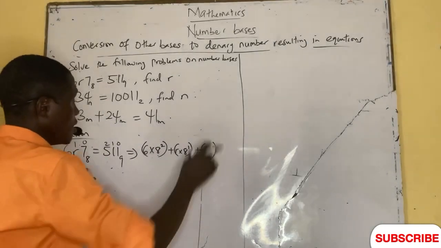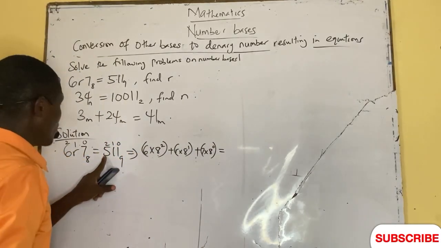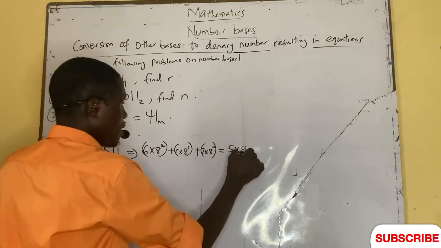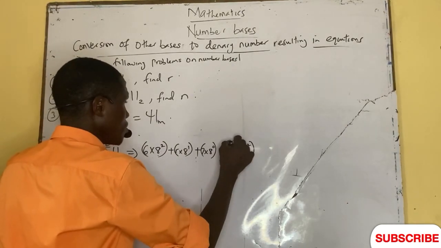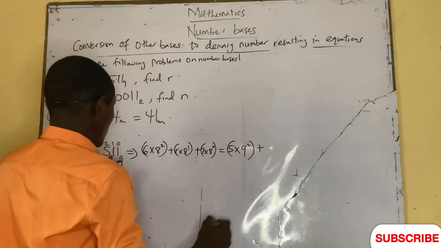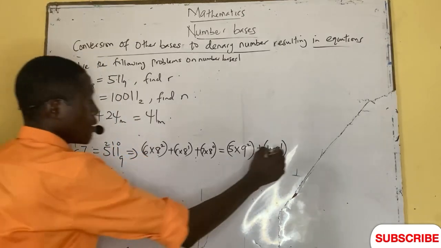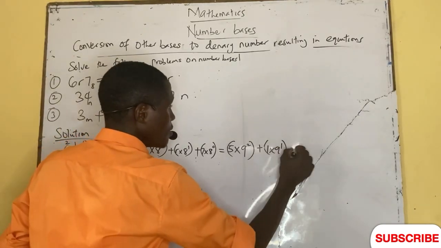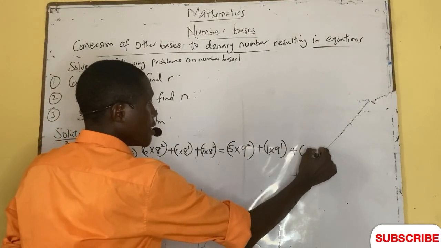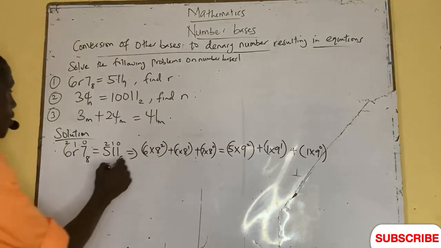So the next thing is to equate it to this. We have 5 times 9 raised to the power 2, plus 1 times 9 raised to the power 1, plus 1 times 9 raised to the power 0. Bracket close.